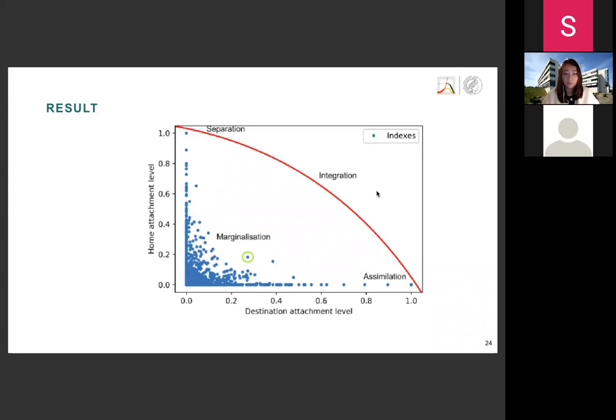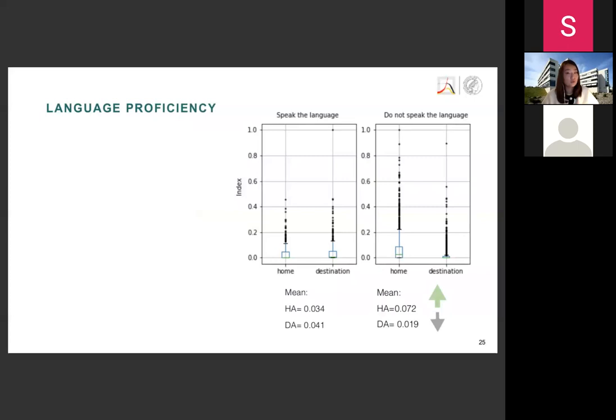With the two indexes that we computed, we also looked at various factors. For the sake of this presentation, I'm only going to show you the more interesting pictures that I have produced in this work. But of course, for further details, you can check out the paper.